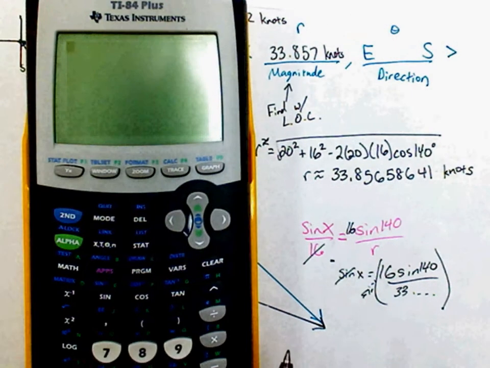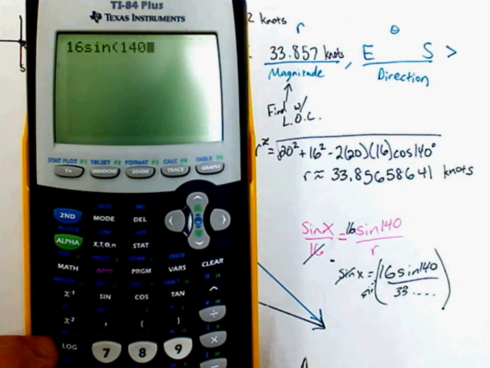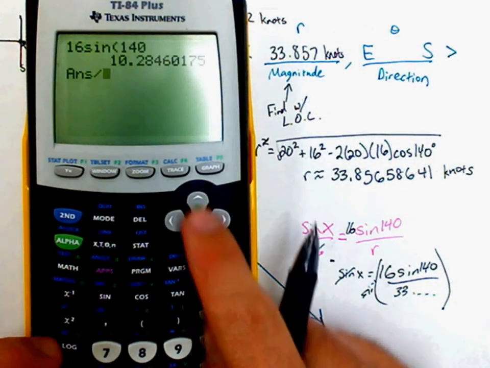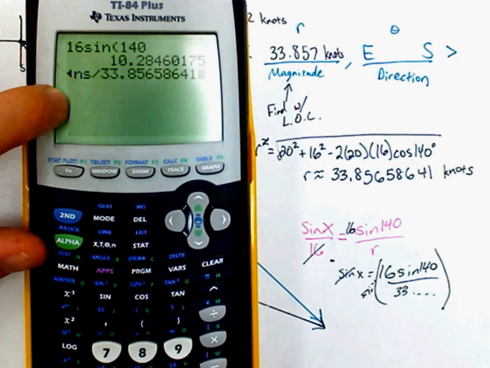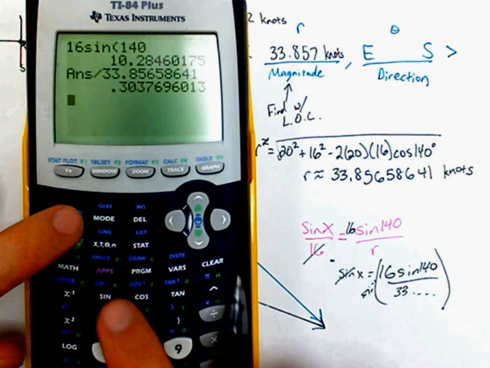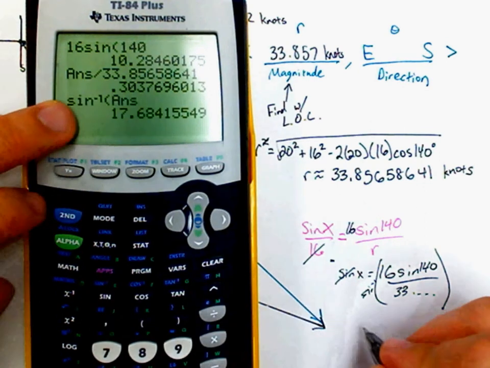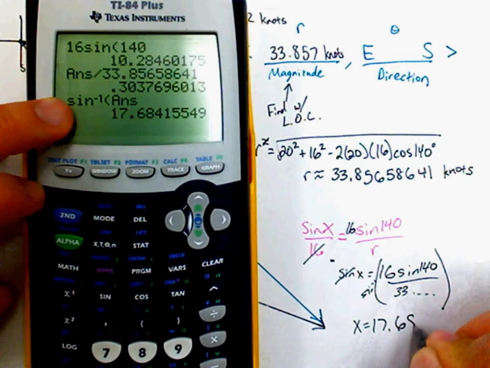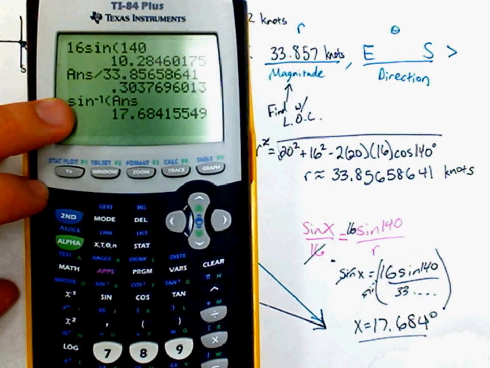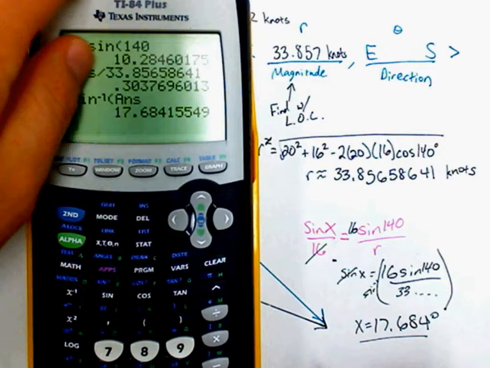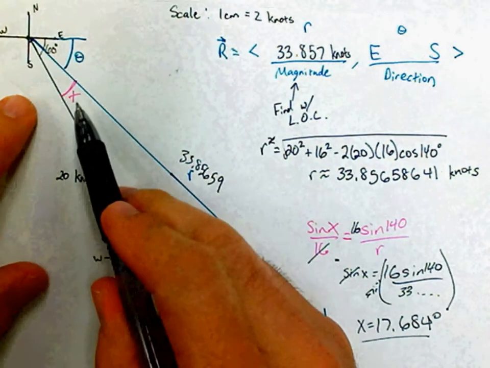16 sine of 140 divided by, I think if I scroll up I can find that 33 number without having to type it in again. Do the inverse sine of that. So x equals 17.684 degrees. This is not our answer, so be careful. That is the angle inside the triangle.